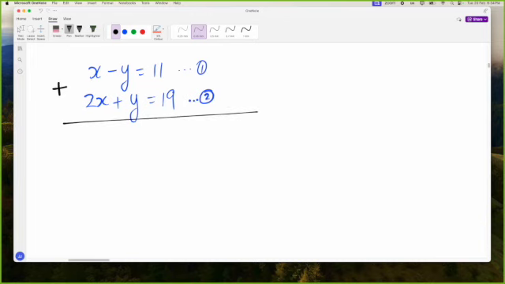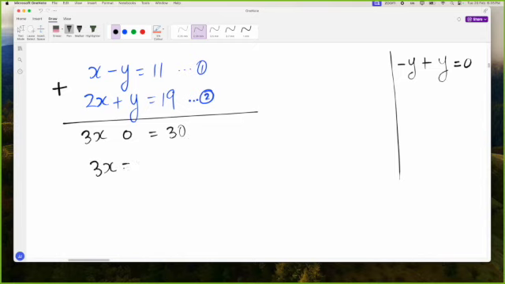So then you'll get x plus 2x. That is 3x. And she saw that minus y plus a positive y will eliminate and give me 0. And then I have 11 plus 19. Do I really need to add that? All right, 19 and 10 is 29, and 11 is 30. Oh, well, look, this worked out good, right? So what do we have? We have 3x is equal to 30. X will be 30 on 3, which is 10.